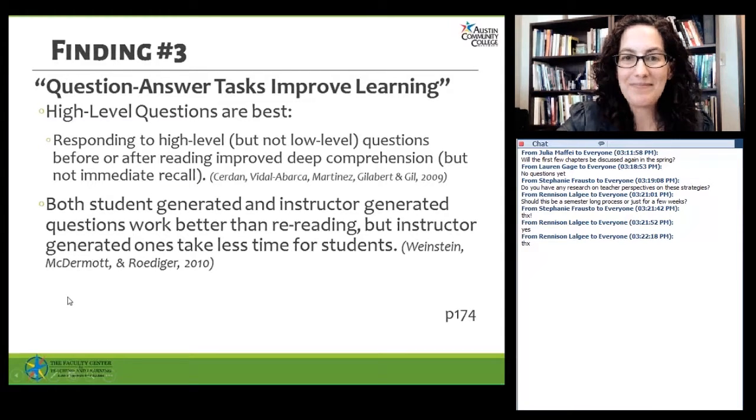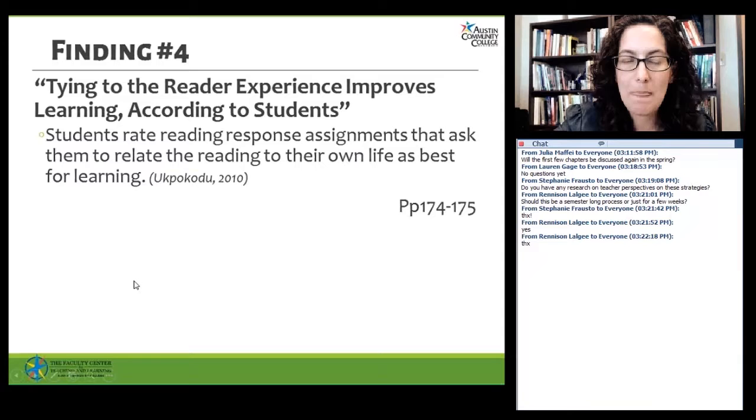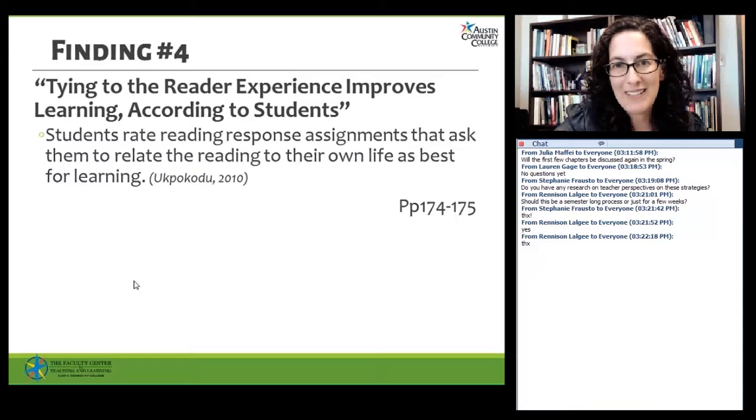So I'm going to move on to finding 4, and then we can check in and see how everyone's doing. But if you have a question, do chat it in. The last finding is tying the reader to the experience improves learning. And this one, Stephanie, is according to students. But they will basically say that reading experiences are more enjoyable when they're challenged to tie the reading to themselves.